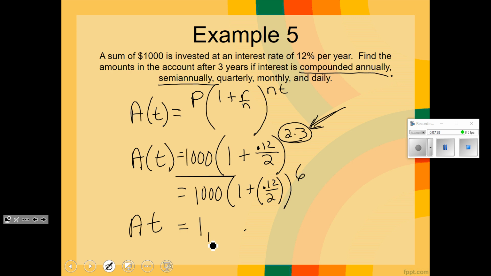Yeah. How do we know that can't be right? Because it should be higher. It should be more money. I was like, 1418.52. So my question is, if we compound it twice a year, am I making more money?